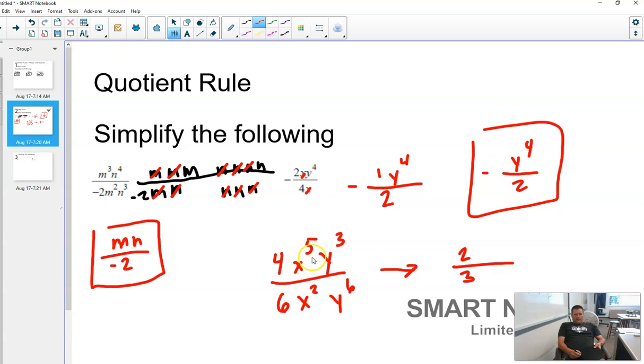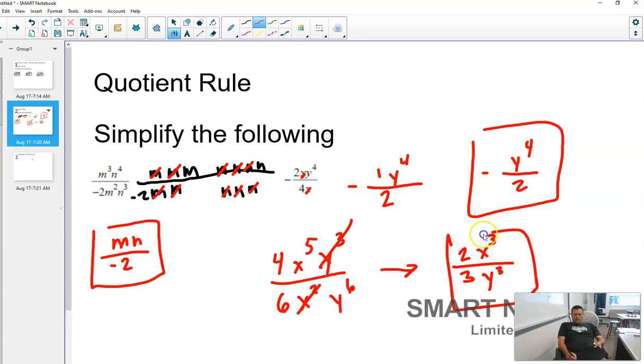And then I just battle. I've got 5 and 2. 5 is bigger than 2, so 2 of these are going to be gone, so that'll be x to the third in the numerator. And then I have my y to the third, y to the sixth. All 3 of those are gone, and 3 of the 6 here are gone, so that means I have y to the third as well down here.